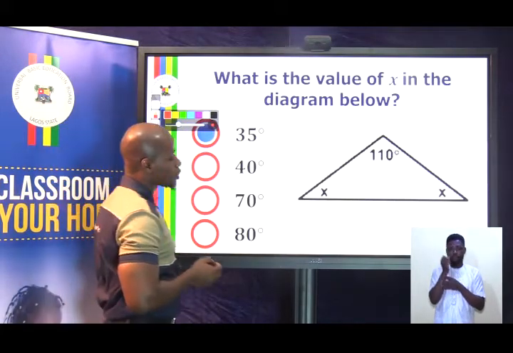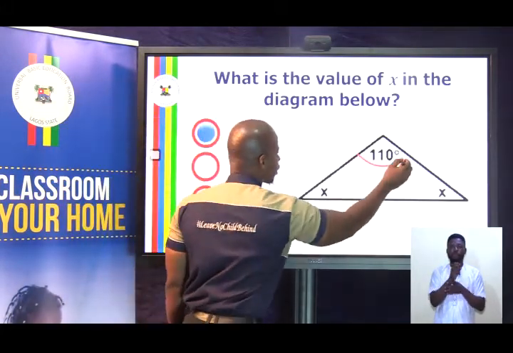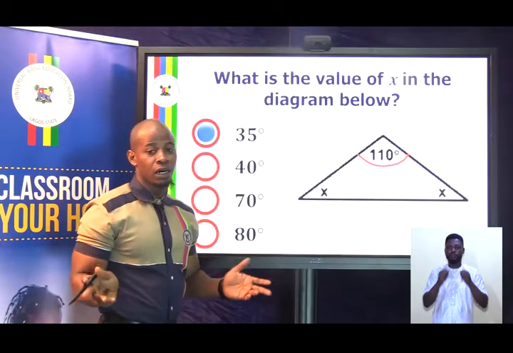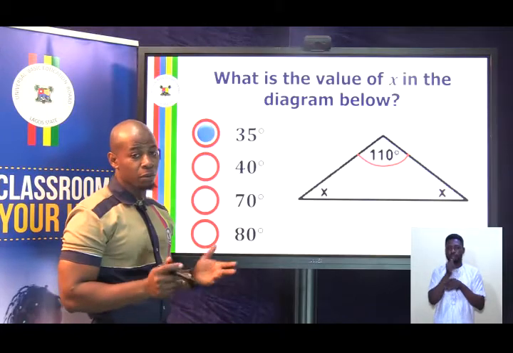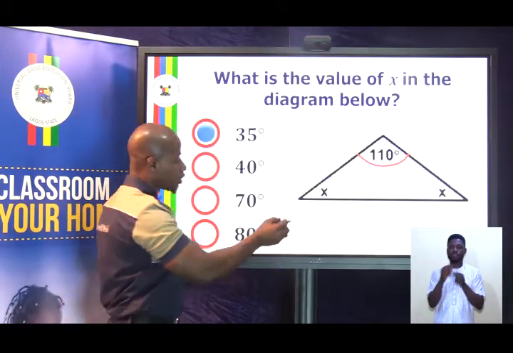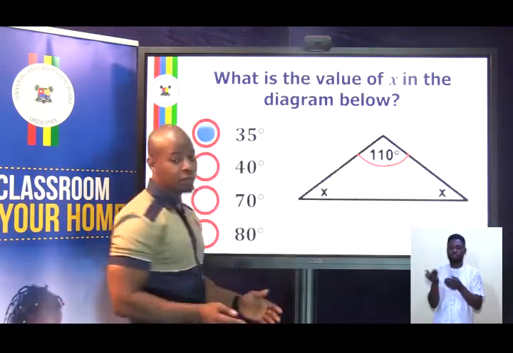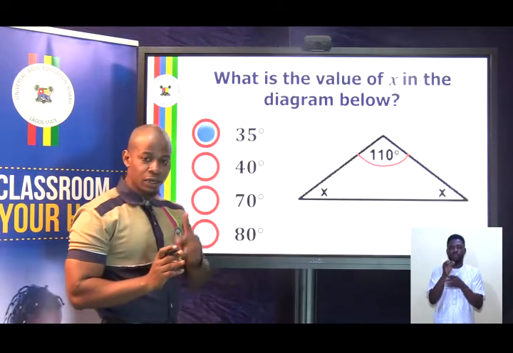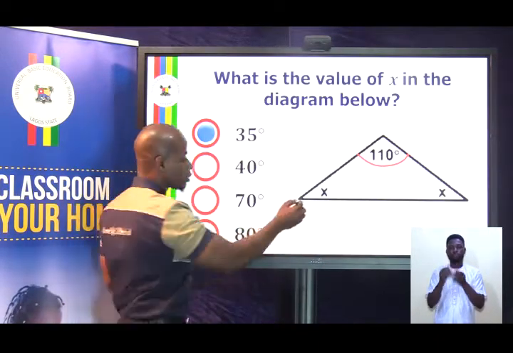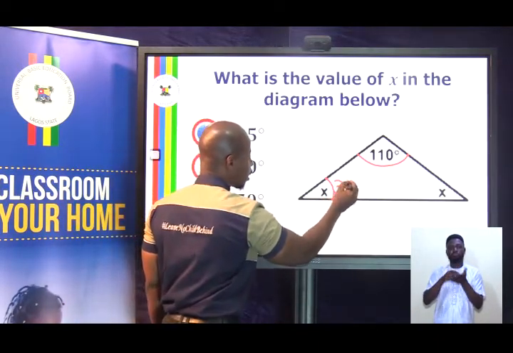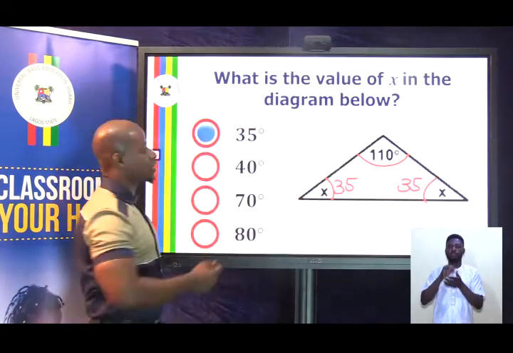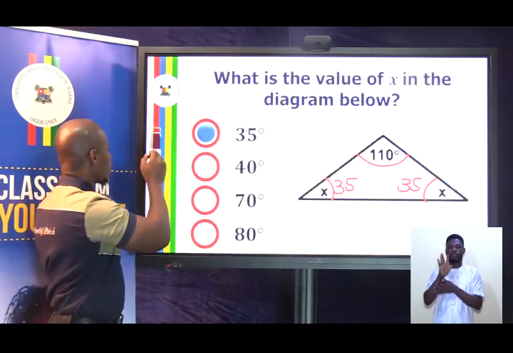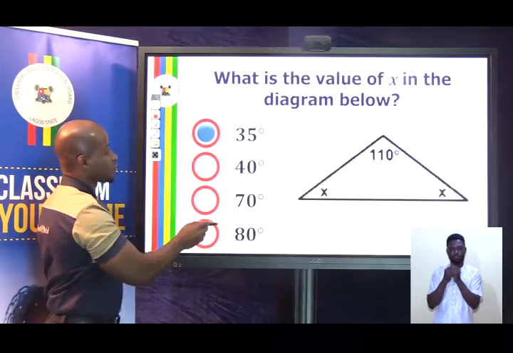Now, that is because this is already 110 degrees. In a triangle, there are 180 degrees. So if I remove 110, I'm left with 70 degrees. Now, this is x and this is x, and that means that they are equal. So I divide 70 into two equal places. 70 divided by 2, I'll get 35 here and 35 here. Telling us that x is 35, as we have seen.